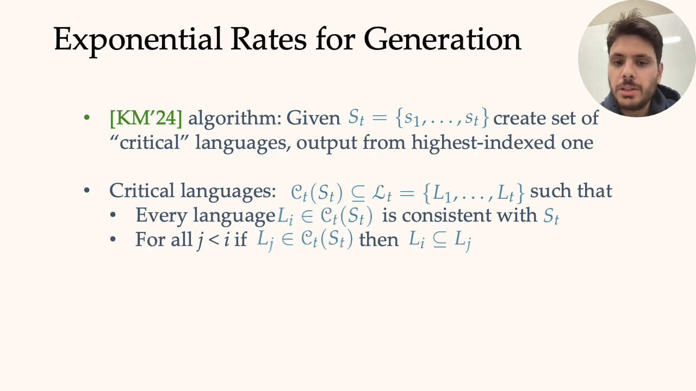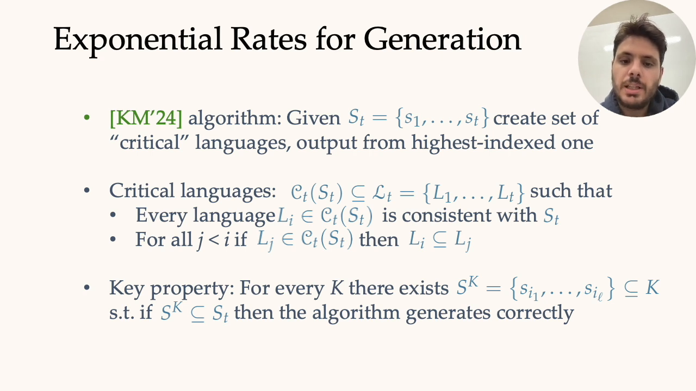Firstly, it is a subset of the first T languages of the collection script L, and every language Li in this set of critical languages satisfies these two main properties. Firstly, this language Li is consistent with the current input S sub T, and secondly, for all languages Lj that come before Li in the collection script L, if Lj is indeed part of the set of critical languages, then Li has to be a subset of Lj. So critical languages create a chain of inclusion among valid languages.